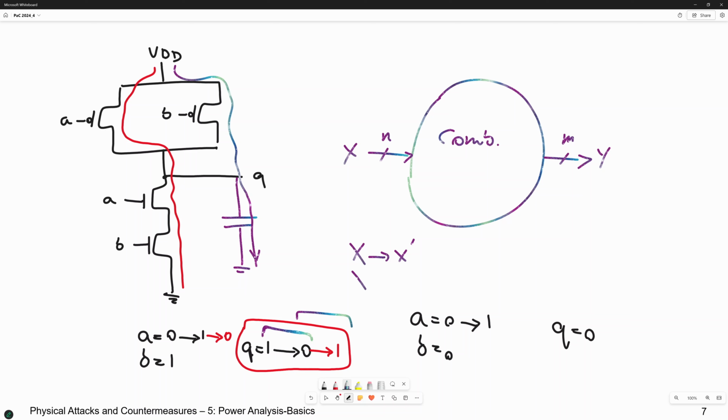If X changes to X double prime, when X prime and X double prime are not the same, then what happens? The amount of glitches due to this change is different, and then the amount of power consumption will be different. What we say in short, in an abstract way, is that the amount of power consumption of the circuit depends on the data that the circuit processes.